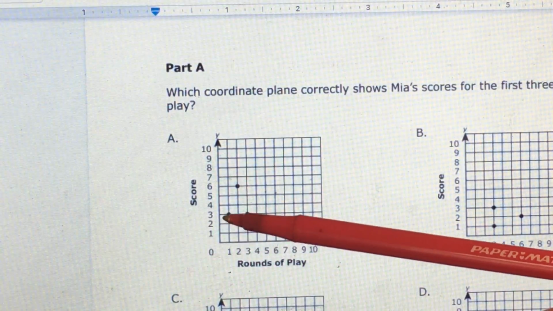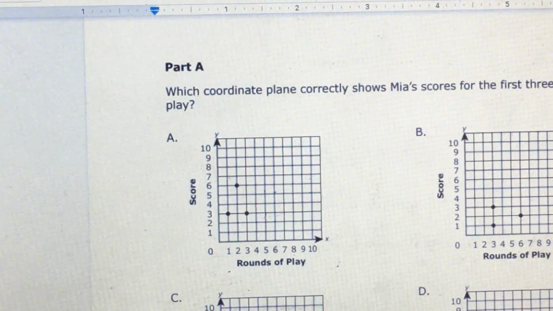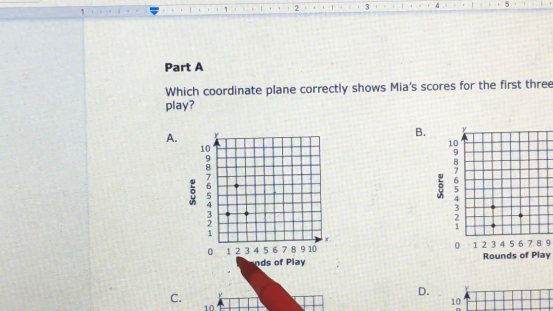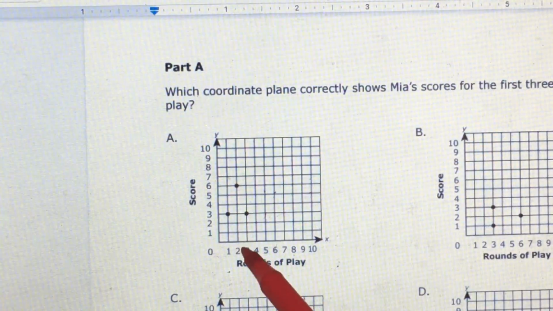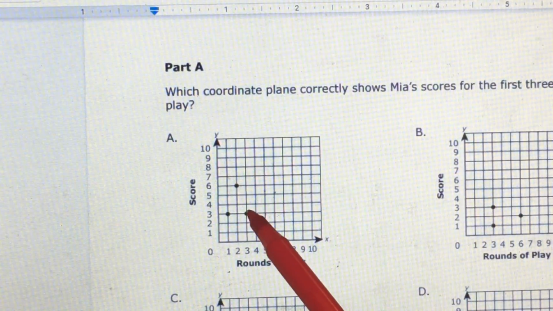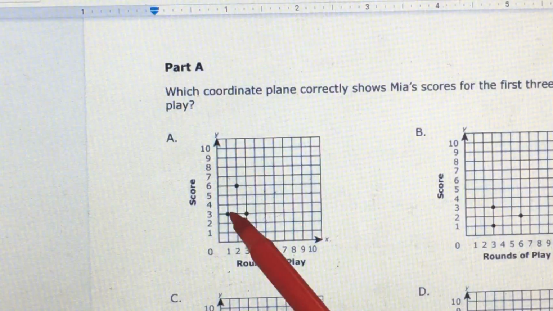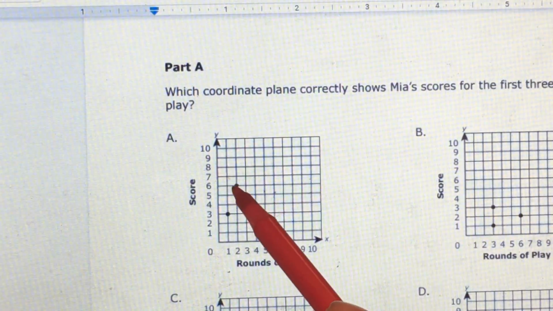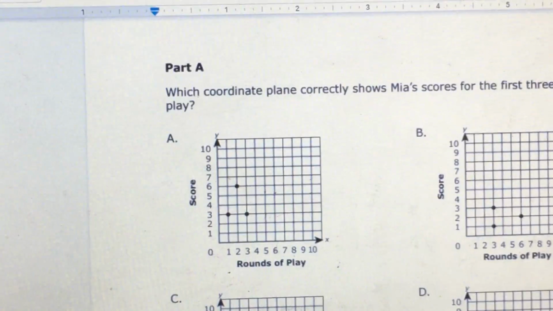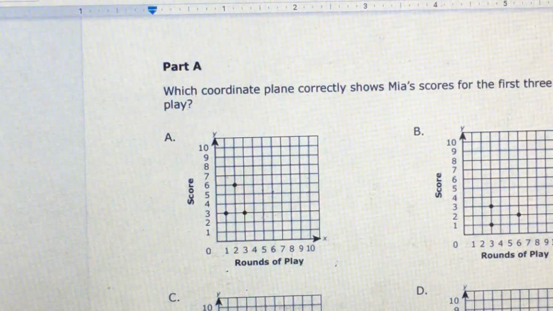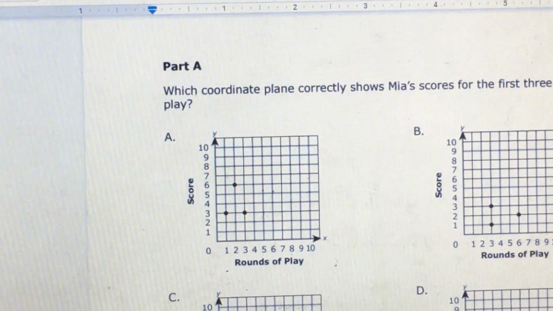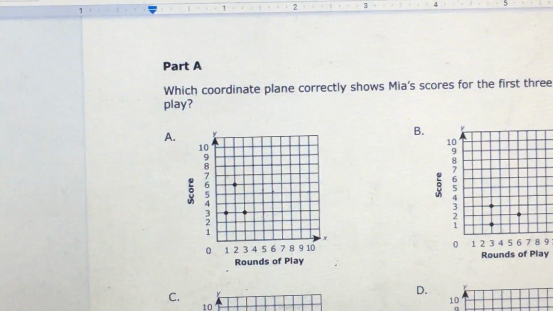So for round 1, was the score 3? Yes. For round 2, was the score 6? Yes. For round 3, was the score 3? All right, we're just going round 1, score 3. Round 2, score 6. Round 3, score 3. Yes. So we already found that A is the correct one. So A is correct for part A.